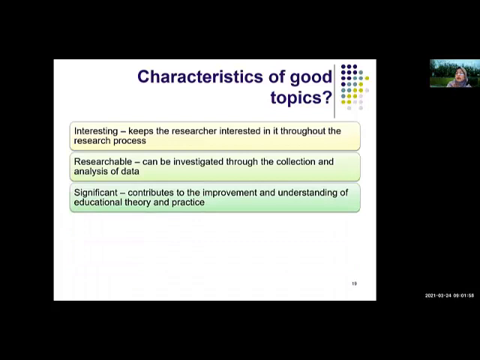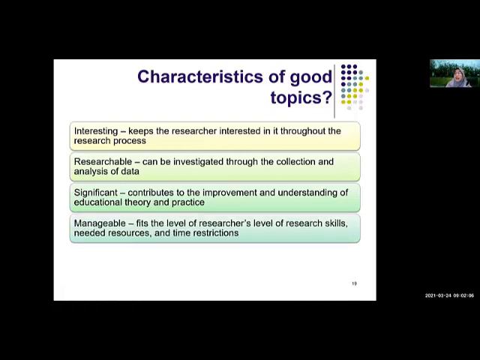Significant: contributes to the improvement and understanding of educational theory and practice. Manageable: fits the level of the researcher's research skill, needed resources and time restriction. You must ask yourself, can you manage to do this research? What is your skill? Do you have the skill to conduct this research?